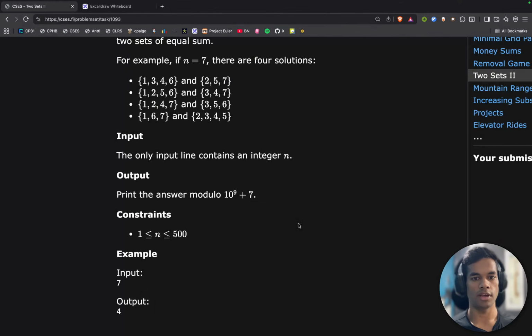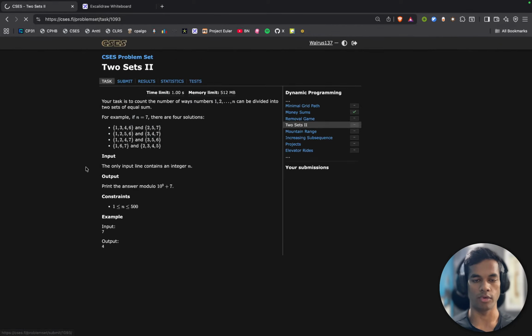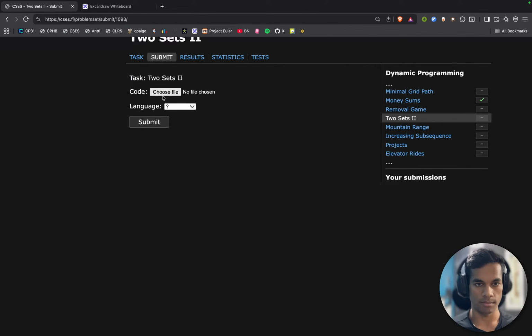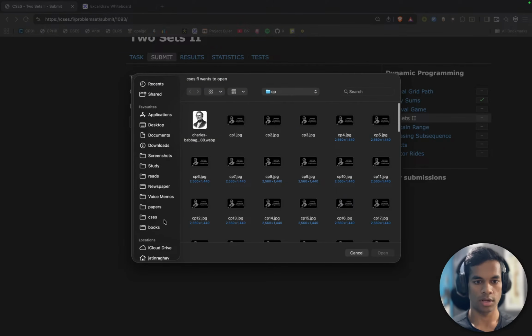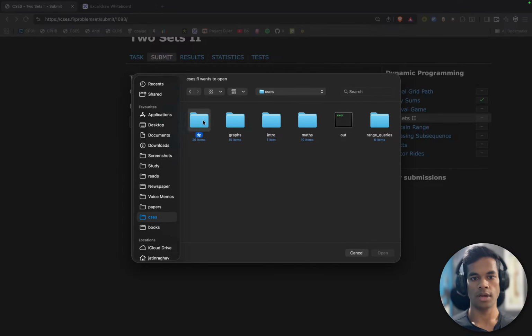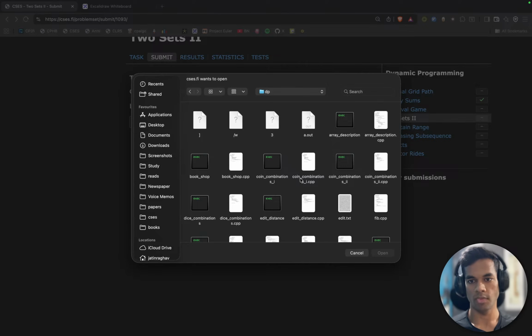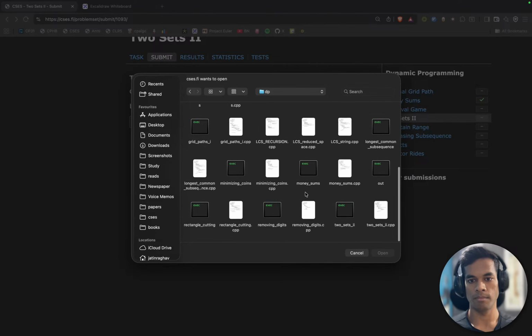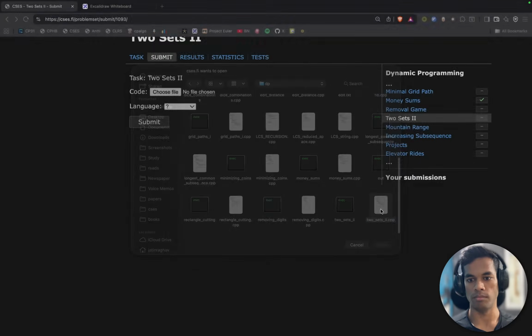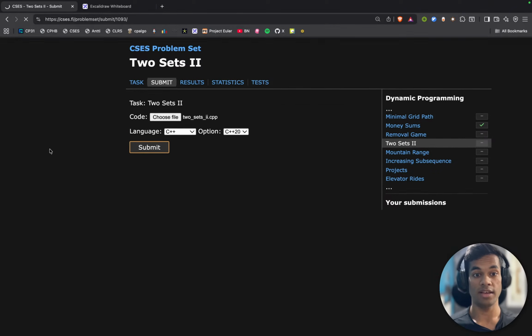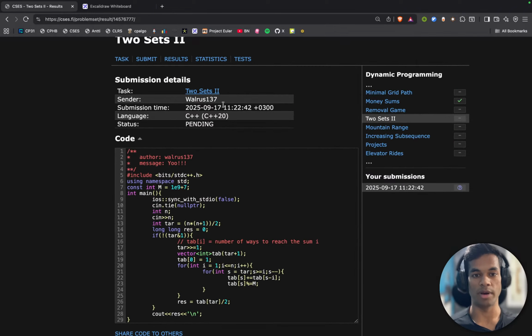Let's submit this and see if this works, or maybe I'm stupid. Let's see. CSES DP. What is the name of the question? Two Sets, C++20, and let me hold my breath.